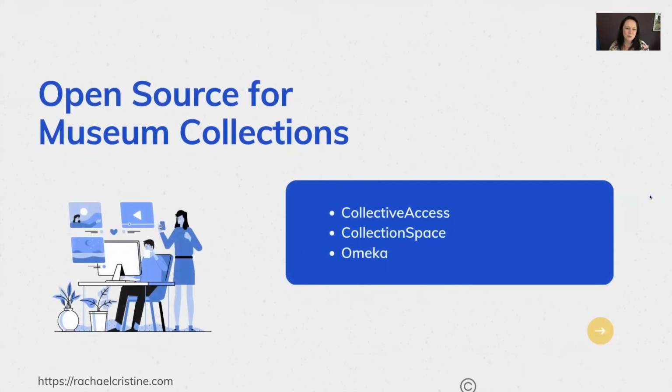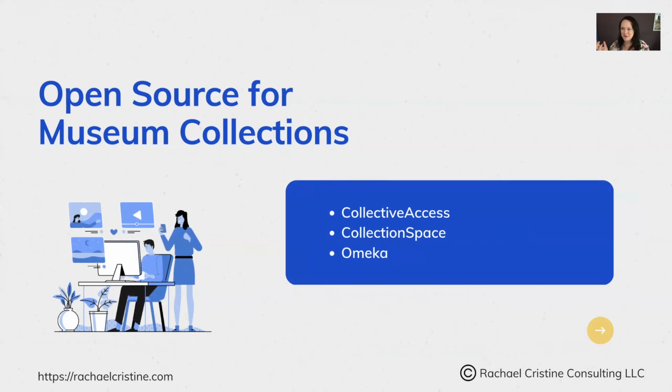Getting into open source for museum collections: Collective Access, CollectionSpace, and Omeka, or Omeka, whatever your pronunciation preference is. Those are all primarily for museum collections management systems. However, all three do speak, at least on their websites, to supporting archival collections as well. I have seen those three products on this slide in action to varying extents.